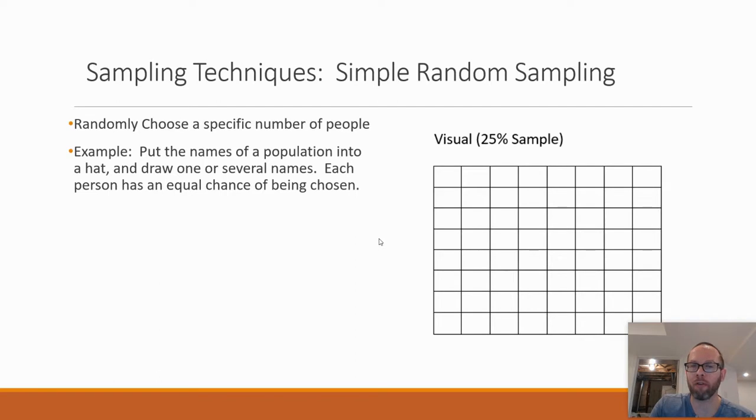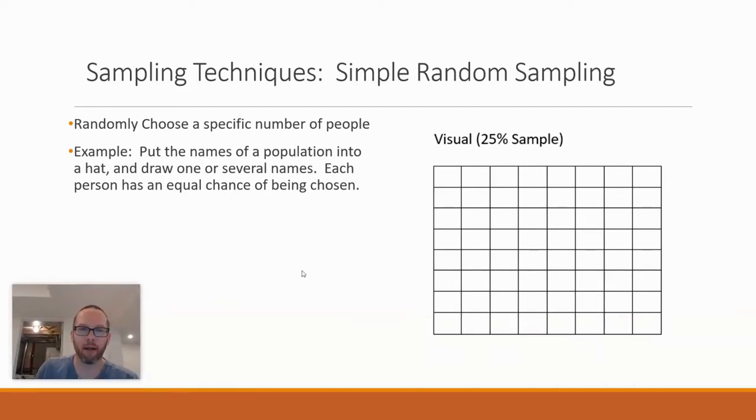So now we have to talk about some types of sampling. In these examples here, I've got a little visual of an 8x8 grid. So you can imagine that's a sample of a population of 64 items, students, people, whatever you want to think about. And for each of these sampling techniques, for the first several of them, I'm going to do a visual of what that might look like.